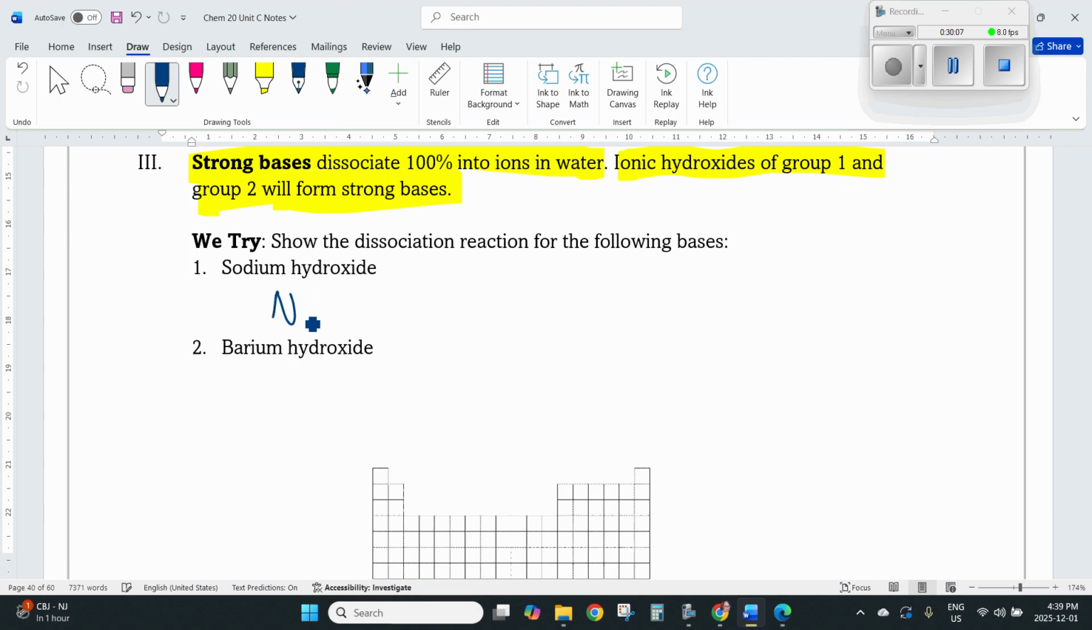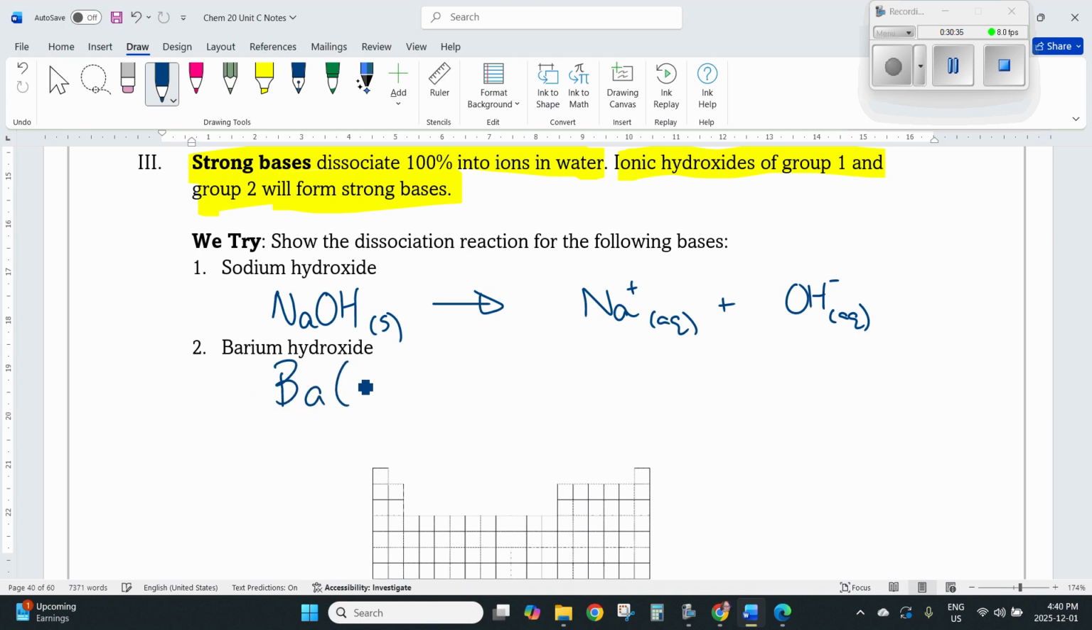Okay, so our first one, we have sodium hydroxide, which is NaOH. So we write NaOH as a solid, as we always do. They are going to dissociate completely into their component ions. So we have Na positive, aqueous, plus OH minus, aqueous, balanced, done. Now, when I go to my barium hydroxide, that is Ba(OH)2, aqueous.